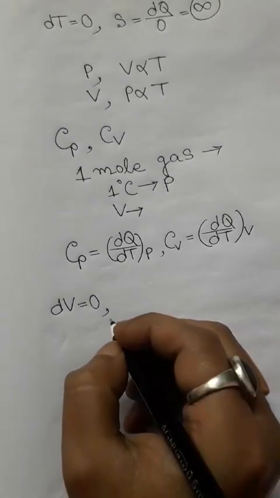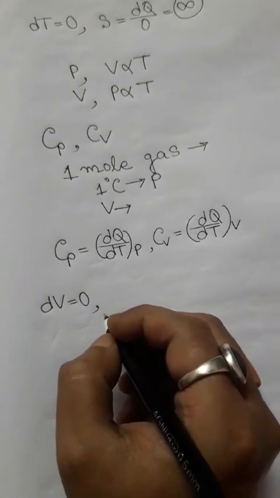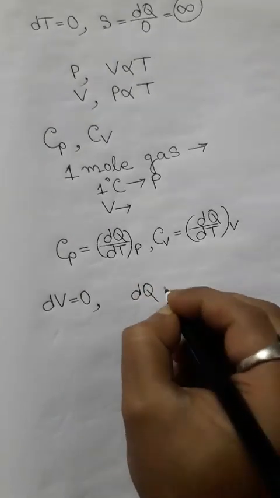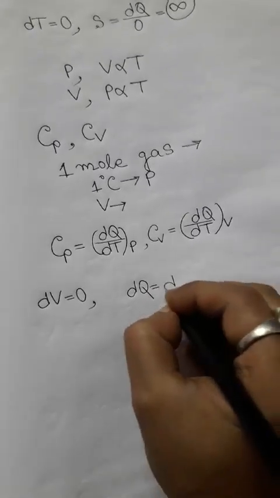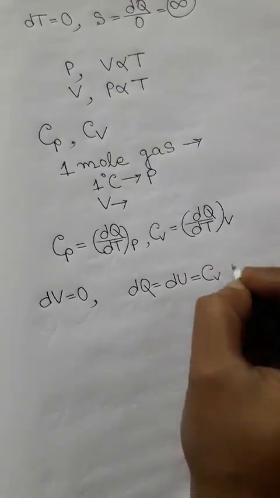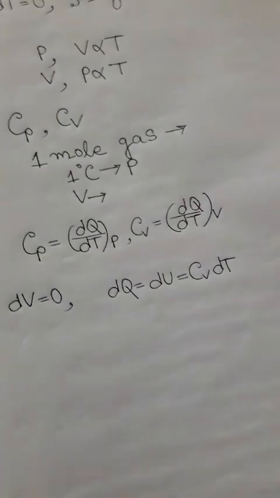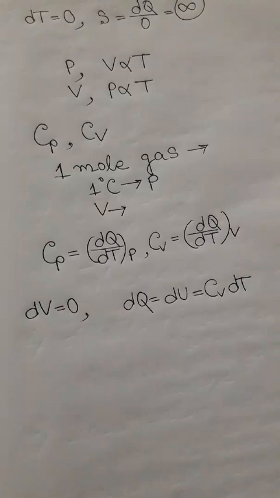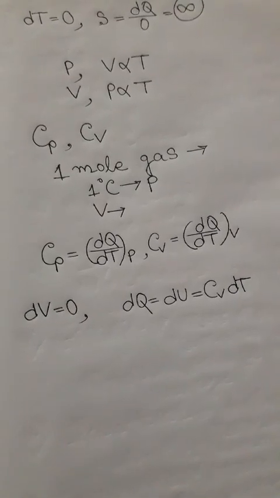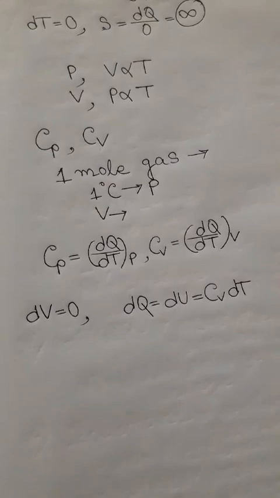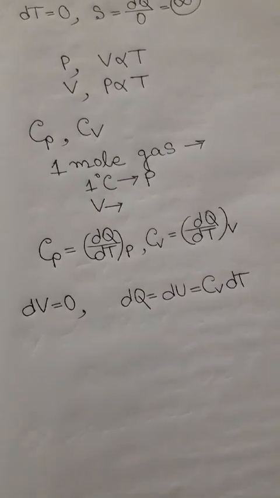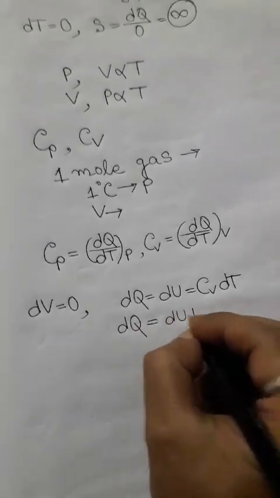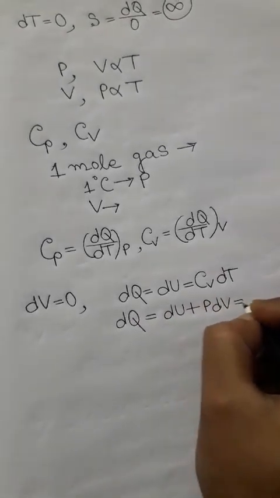So if we increase the temperature of 1 mole of gas by dT degree Celsius, then at constant volume we can write dq equals dU equals Cv dT. Now if we take the same gas and we want to increase the same amount of temperature, that is dT, at constant pressure, then we can write dq equals dU plus PdV equals Cp dT.